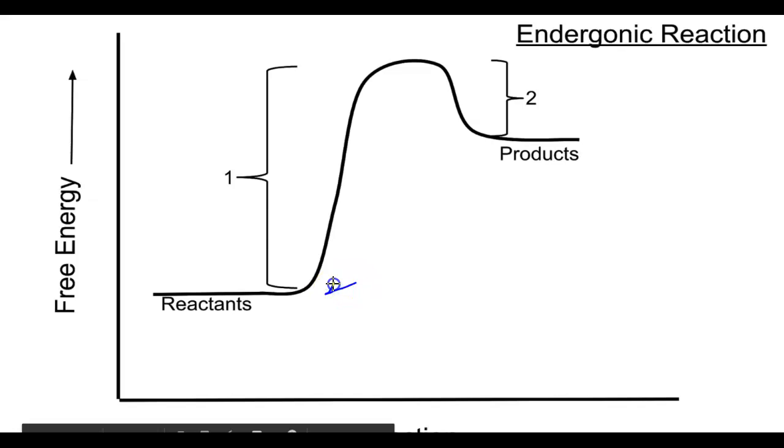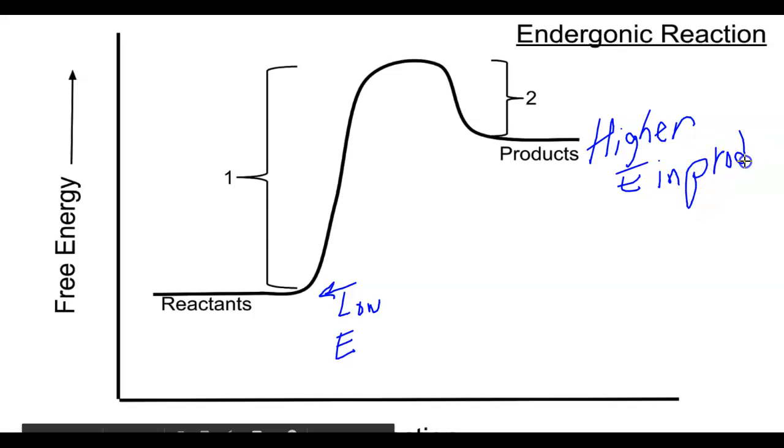Here we have this low energy, and then you have higher in the products? Well, the products of photosynthesis, sugars, what we use for energy.